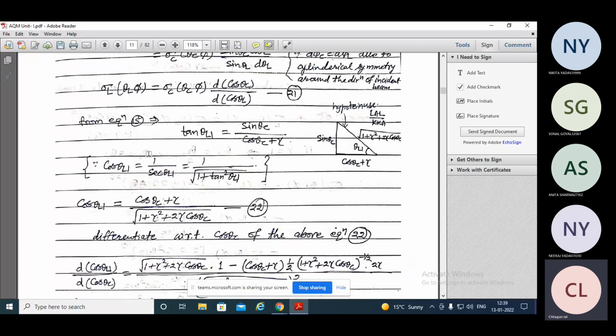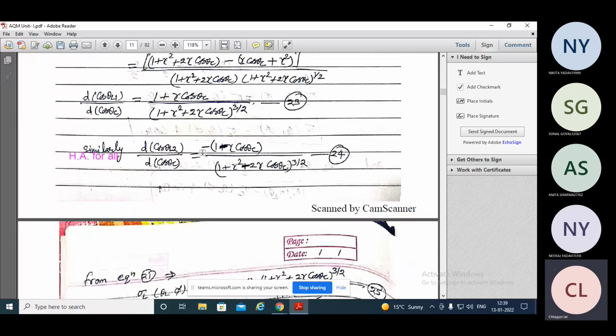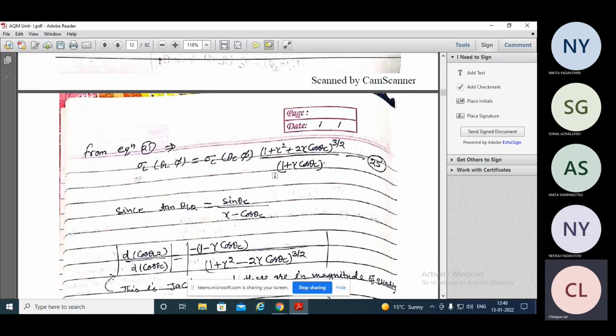और यहाँ पर है cos theta C over cos theta L. So we can represent here in the inverse formation. So differential scattering cross section in left plane equal to sigma C function of theta C phi, then 1 plus gamma square twice gamma cos theta C to power 3/2 over 1 plus gamma cos theta C. This is the equation number 25.